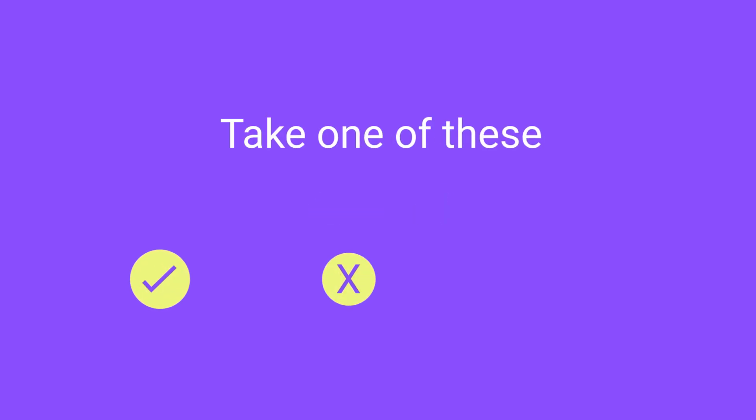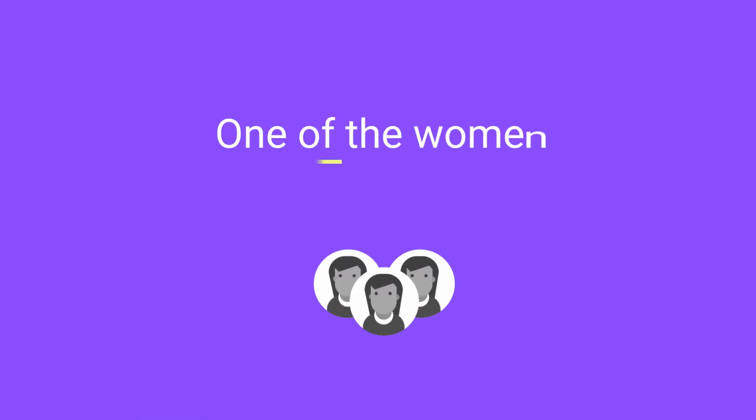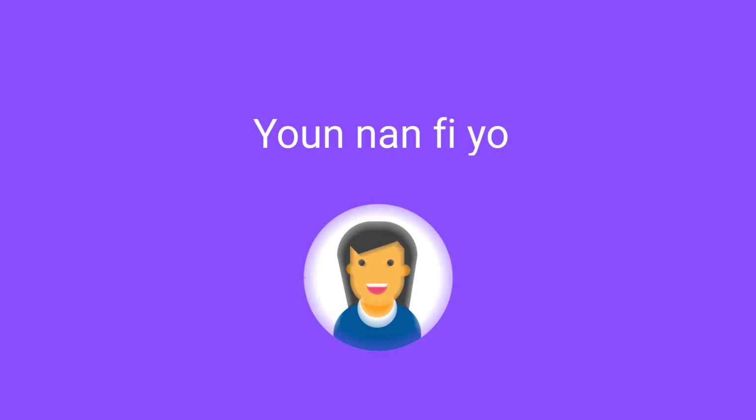To use youn for saying one of, say youn na in situations you would normally say one of in English. For example, to say take one of these. In Creole that would be pran youn na sayo. And for instance, to say one of the women. In Creole that would be youn na fiyo.